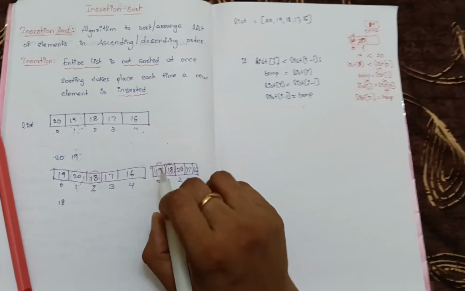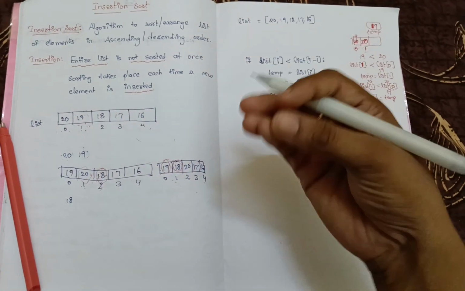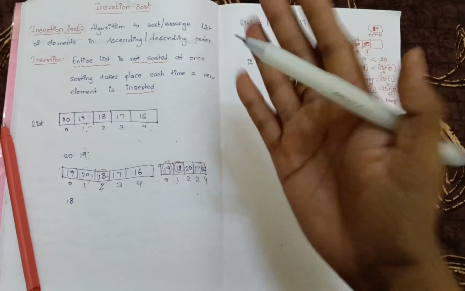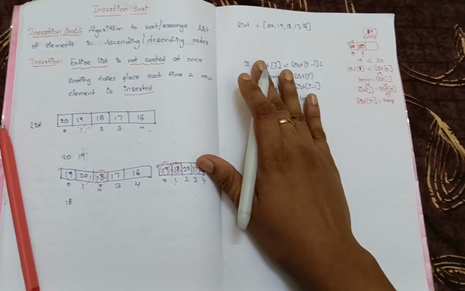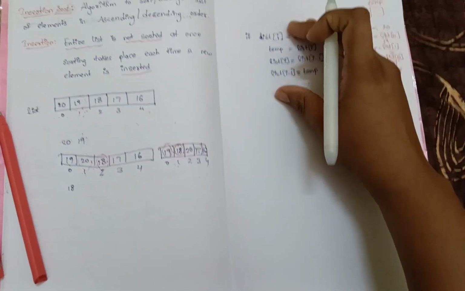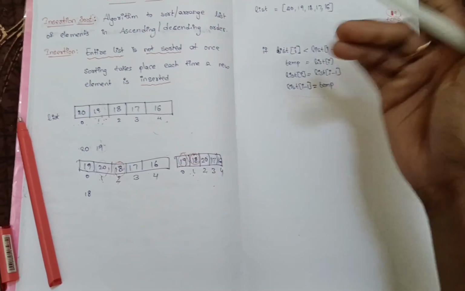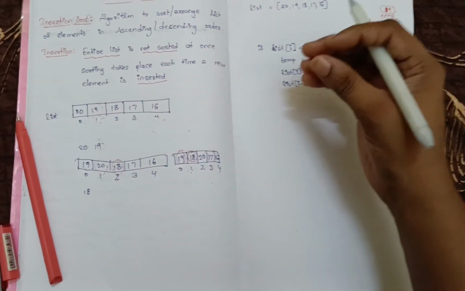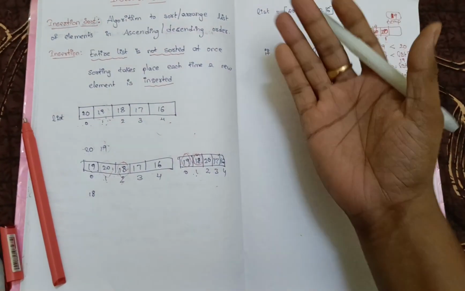Is that correct or not? Until the iteration is greater than 0, we have to compare the values. Is that correct or not? Okay, then the same logic we have to do repetitively. If you want to do the same logic repetitively, obviously we have to keep that logic inside a loop.